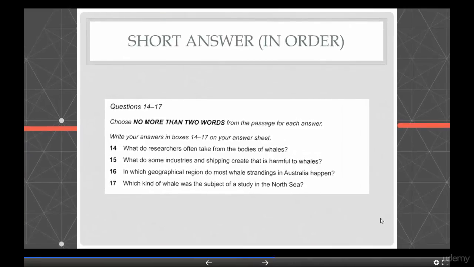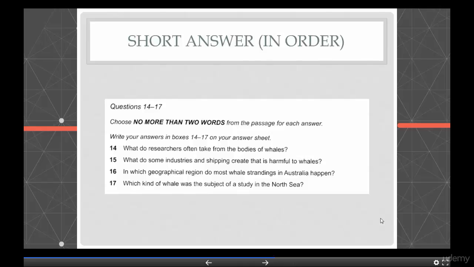Next, our short answer question goes in order. All right. Basically, with this type of question, you have a question like 14 where it says, what do researchers often take from the bodies of whales? You have to be able to look at what are the keywords in that question. Keywords, of course, are your nouns: researchers, bodies, and whales. You have to then go and scan and locate that sentence that has that specific information, and then read that sentence, and you'll have your answer that you have to write down.